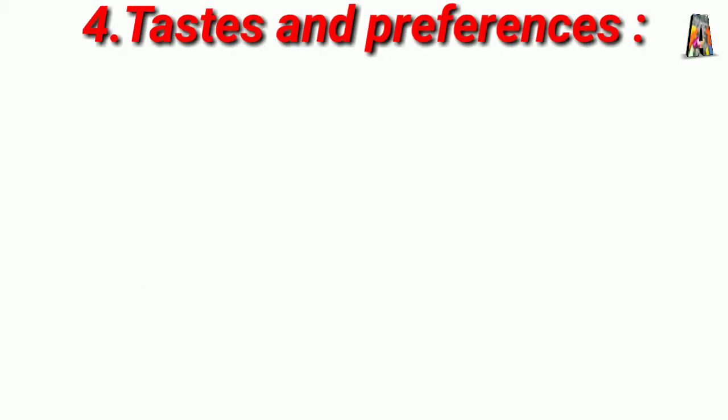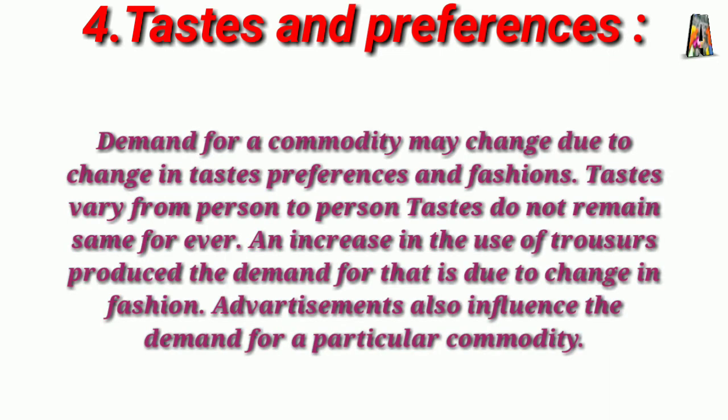And also fourth one, taste and preference. Demand for a commodity might change due to change in tastes, preference and fashions. Tastes vary from person to person. Tastes do not remain the same forever. An increase in the use of trousers reduced the demand for dhotis due to change in fashions. Advertisements also influence the demand for particular commodities.